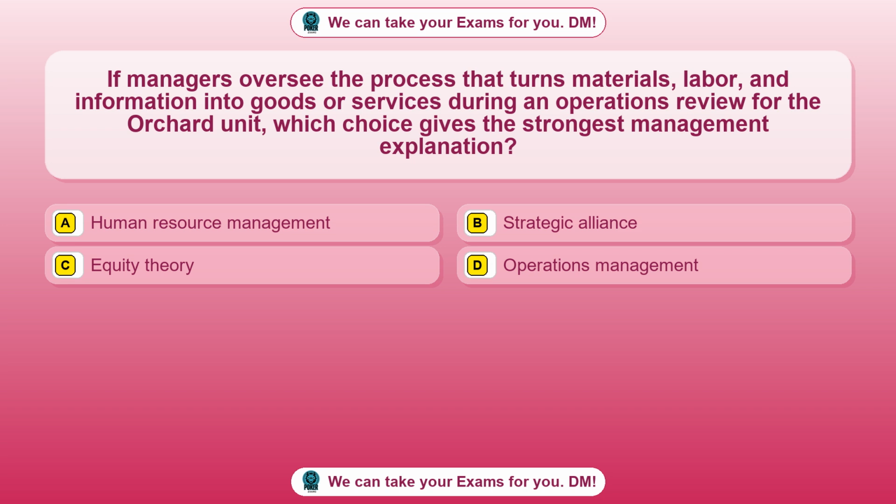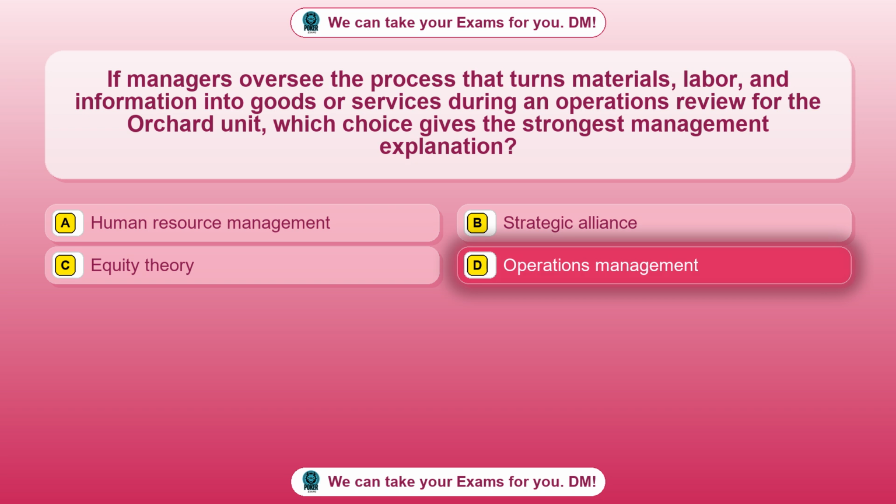If managers oversee the process that turns materials, labor, and information into goods or services during an operations review for the Orchard unit, which choice gives the strongest management explanation? Option A, human resource management. Option B, strategic alliance. Option C, equity theory. Option D, operations management. The correct answer is option D, operations management.